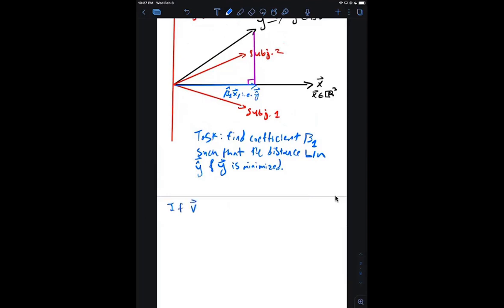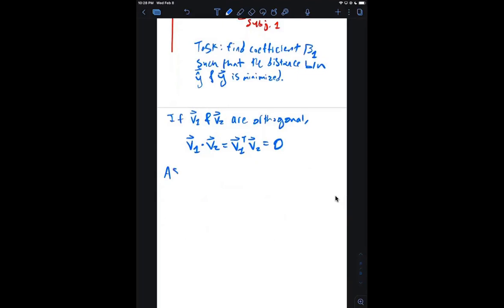So if v1 and v2 are orthogonal, v1 dotted with v2, which is also the same thing as v1 transpose v2, is equal to 0. So this is an important property. And there's a really nice interpretation here. So let's assume for the moment that we have centered vectors as we did before. So assume centered vectors.